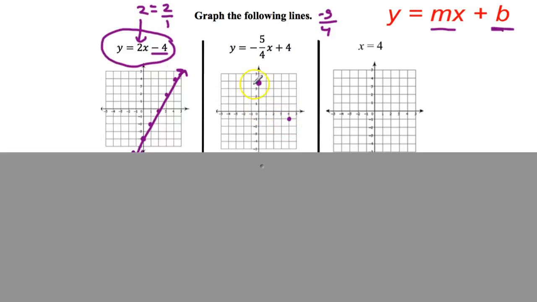I only have 2 dots right here. That's all I need to draw a straight line. And no more will fit on this graph, so I can just connect these two with a straight line. Let's see how I do. That's not bad at all.